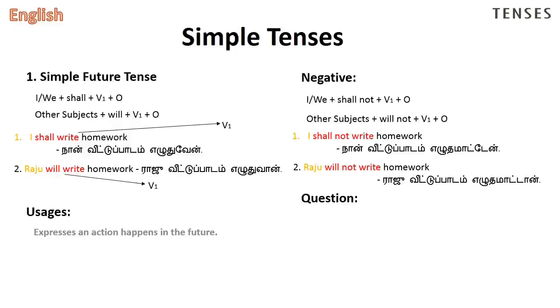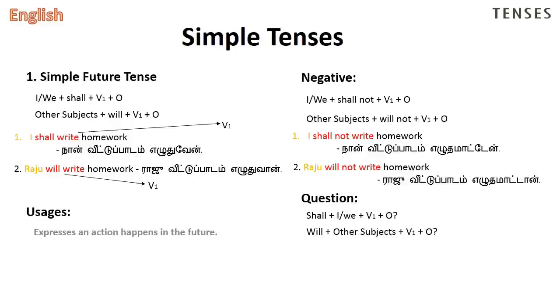Now question form. We have seen the question form. Shall I or we plus verb 1 plus object. Will plus other subject plus verb 1 plus object. For example, we will change this again into question. Shall I write homework? நான் வீட்டு பாடம் எழுதுவேனா? Shall I write homework tomorrow? நான் நாளைக்கு வீட்டு பாடம் எழுதுவேனா? Okay. Will Raju write homework? ராஜு வீட்டு பாடம் எழுதுவானா? Will Raju write homework on Saturday? சனிக்கிழமை ராஜு homework எழுதுவானா? Okay, can you understand the difference?